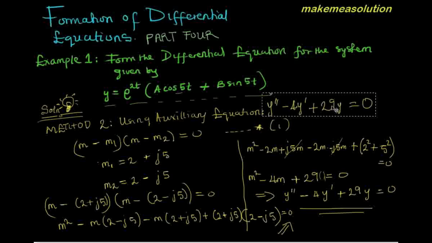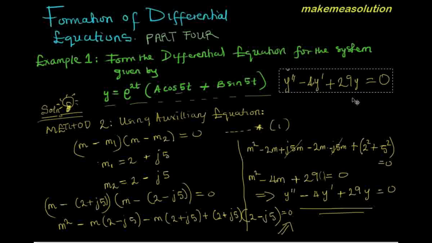This is what we got initially from the first case, when we used the normal simultaneous equation method. So whether you're using the auxiliary equation approach or the normal elimination and substitution method, if you solve correctly, you should arrive at the same answer. This brings us to the end of part 4 on formation of differential equations. From the next class, we'll learn how to approach linear differential equations.